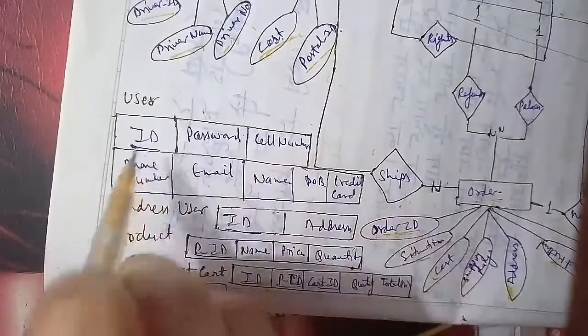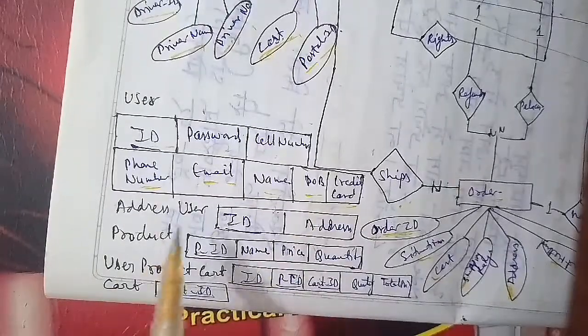In terms of the address of the user, we require the ID and the address. In the product, that is the product ID, product name, price, and quantity. User product cart is the ID, the product ID, the cart ID, the quantity, and the total price. For the cart, of course, it is your cart ID only.